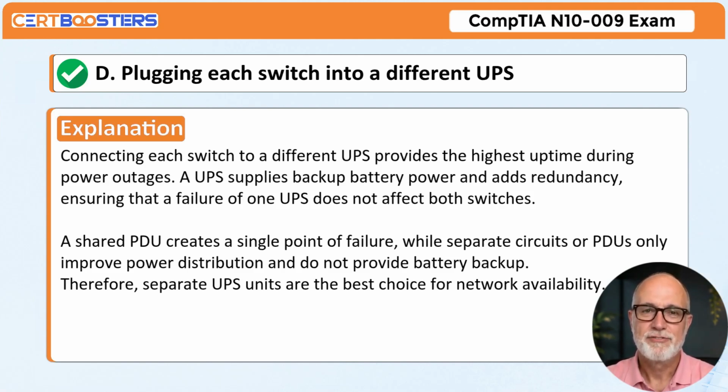Plugging each switch into a different UPS. Explanation: connecting each switch to a different UPS provides the highest uptime during power outages. A UPS supplies backup battery power and adds redundancy, ensuring that a failure of one UPS does not affect both switches. A shared PDU creates a single point of failure, while separate circuits or PDUs only improve power distribution and do not provide battery backup. Therefore, separate UPS units are the best choice for network availability.